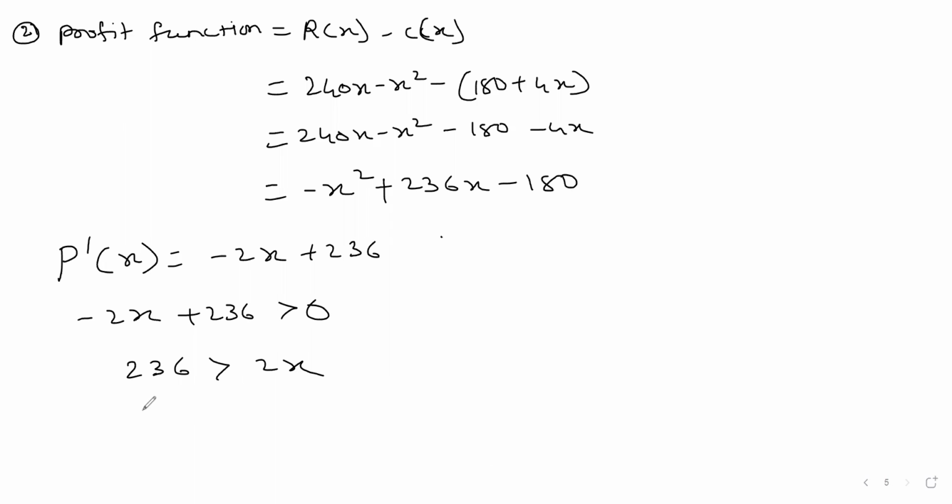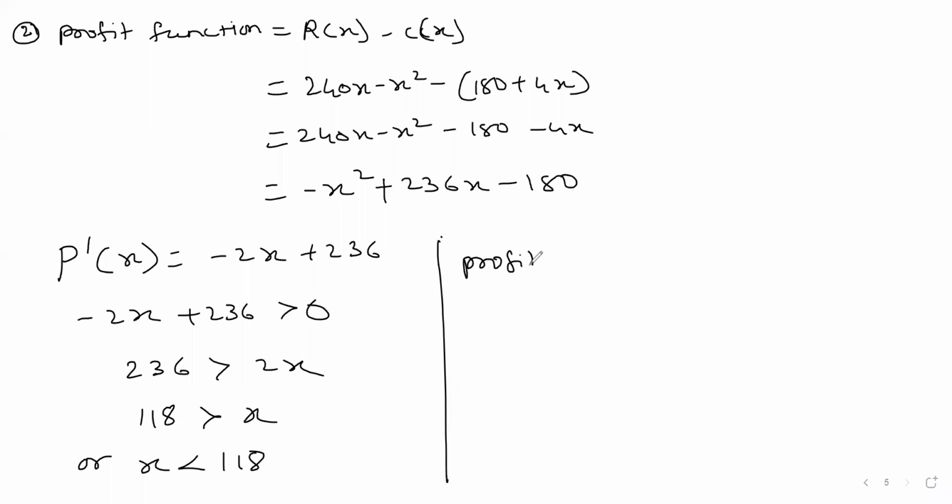So profit is increasing when x is less than 118. This is how we are going to solve these sums.